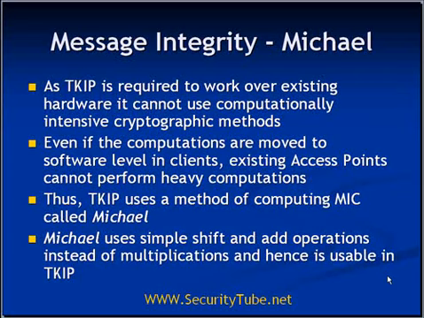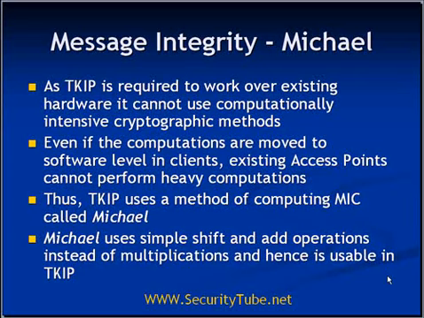Now, as TKIP is required to work over existing hardware, it cannot use computationally intensive cryptographic methods. Even if all this computation is moved to the software part, the existing access point still cannot perform heavy computations, because existing access points are made with low-price chips, and they cannot do all these computations in software as well. So TKIP uses a method of computation for MIC called Michael.